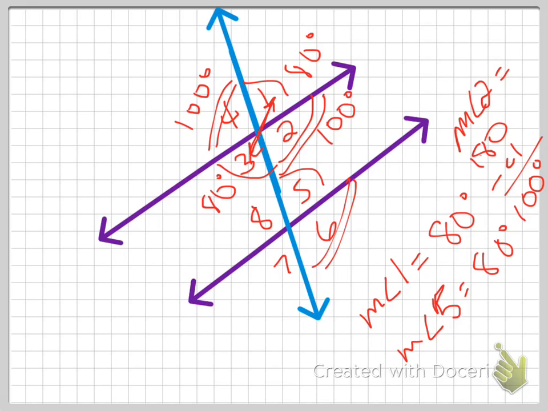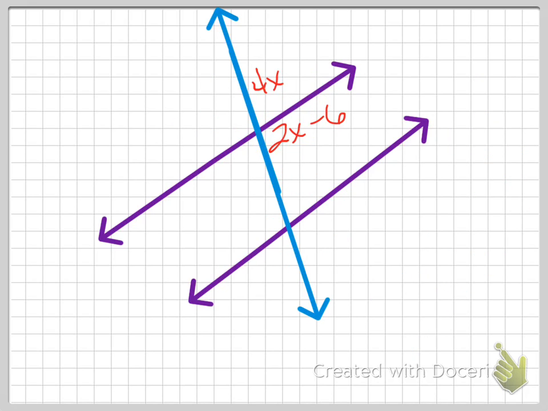Here we have an example where angle 1 is equal to 4x and angle 2 is equal to 2x minus 6. Notice that those two angles are adjacent to each other, sitting right beside each other. So you know that adjacent angles have to always equal 180 degrees. It would be like saying 4x plus 2x minus 6 equals 180. I know how to solve that.